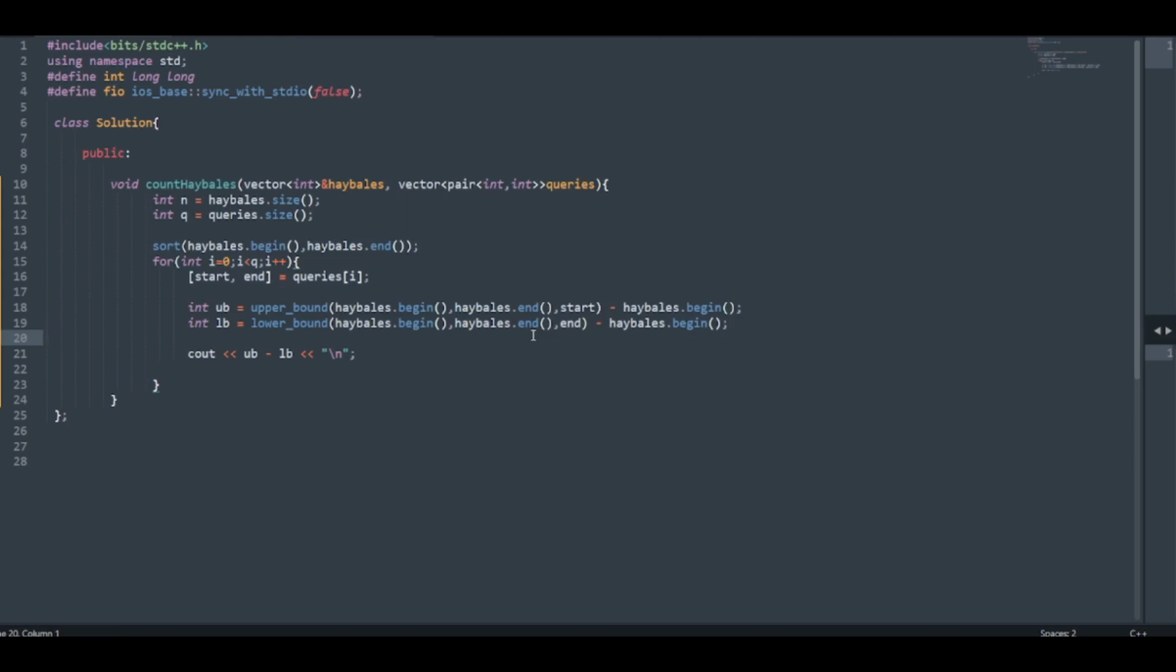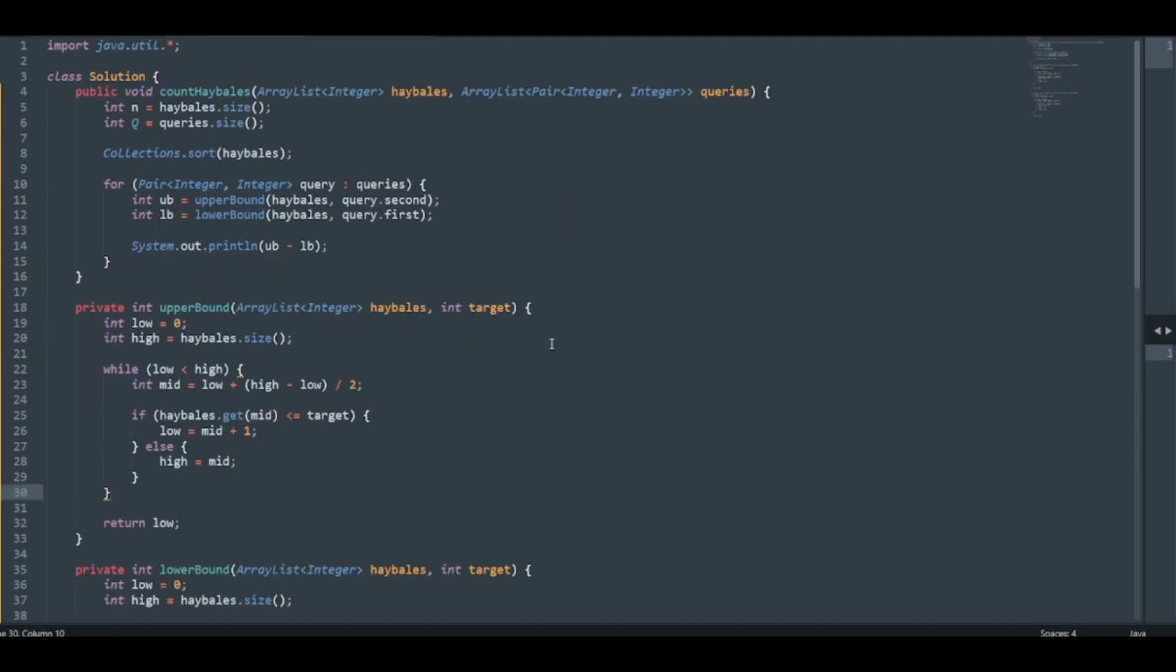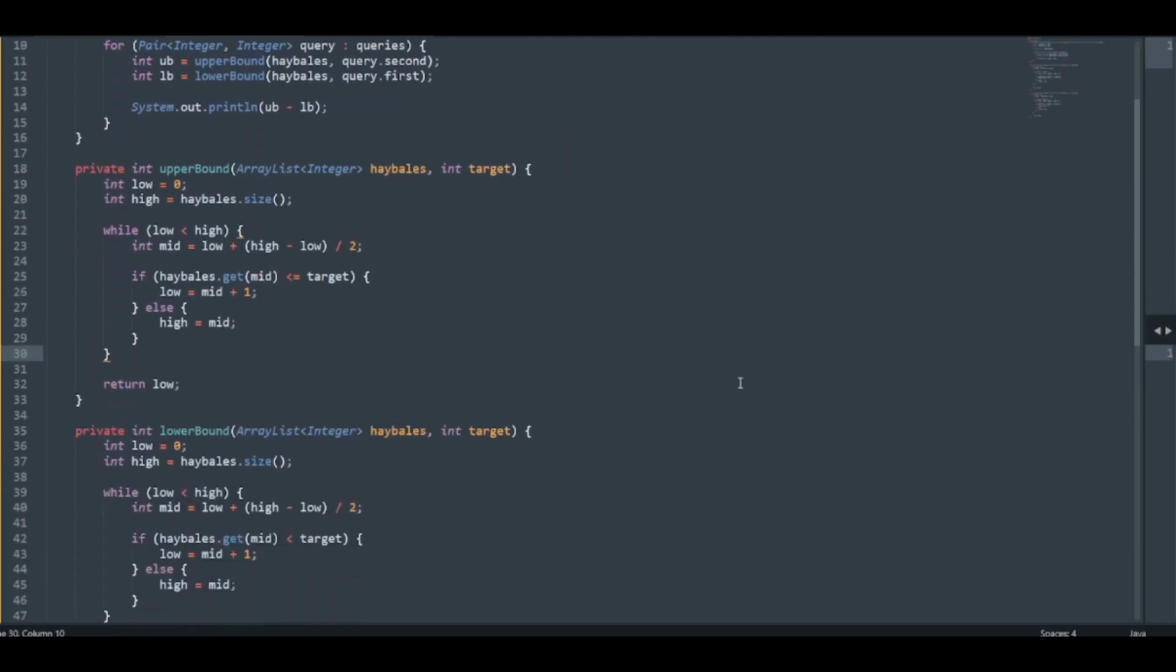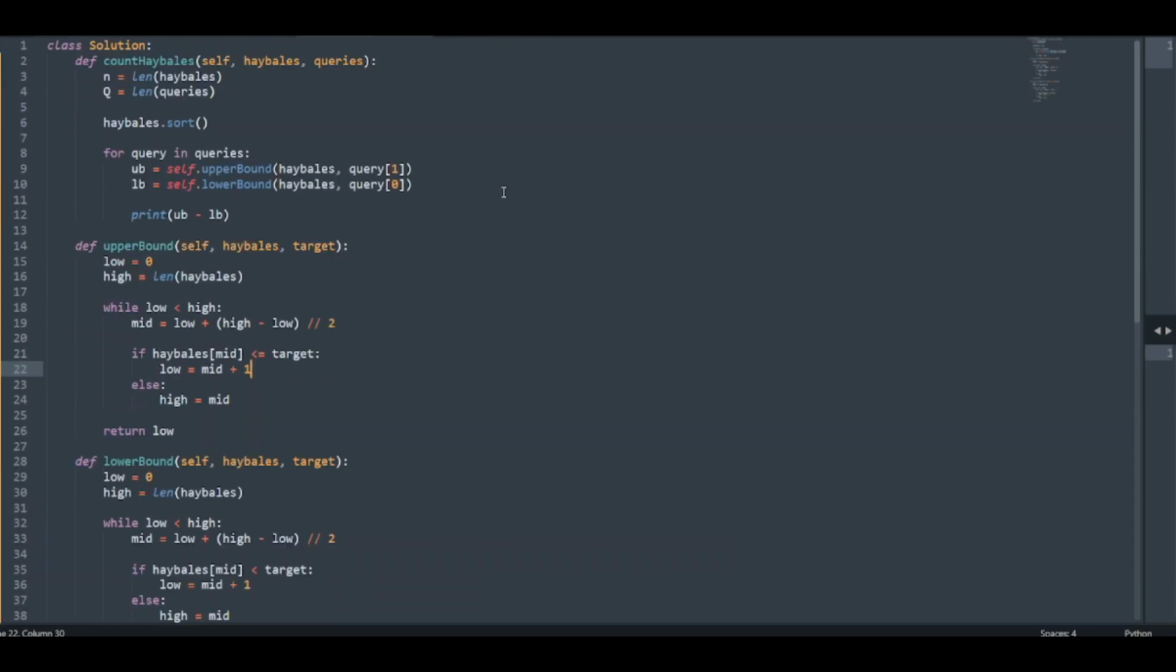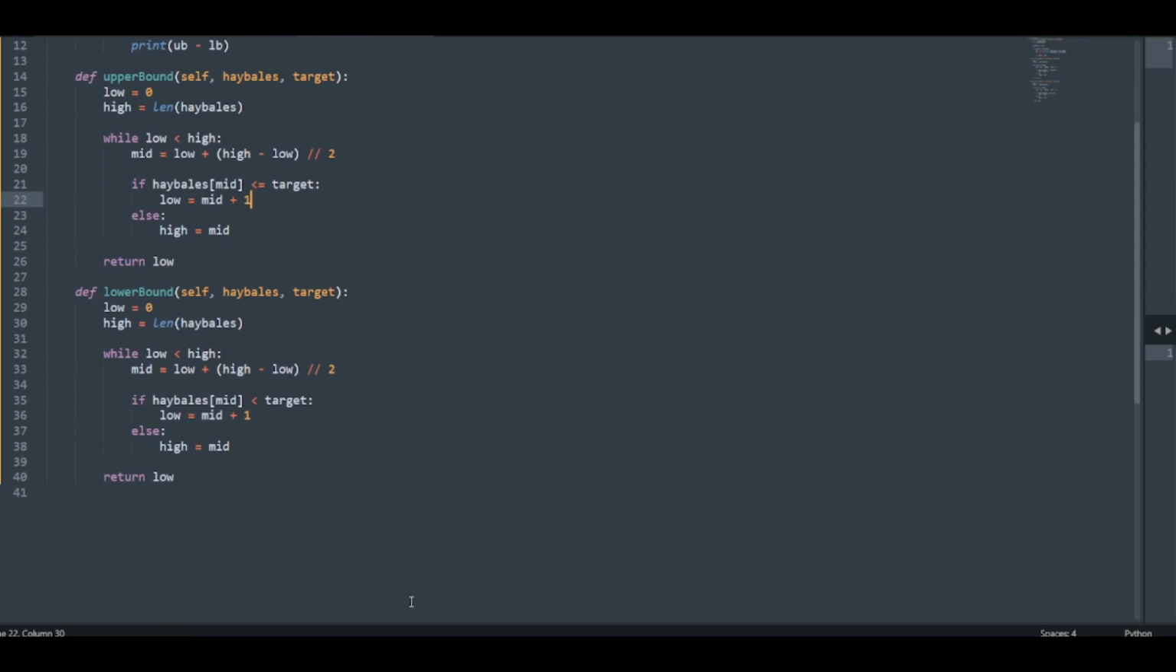Let's see the implementation in other languages. Now this is the implementation in Java, and this is the implementation in Python.